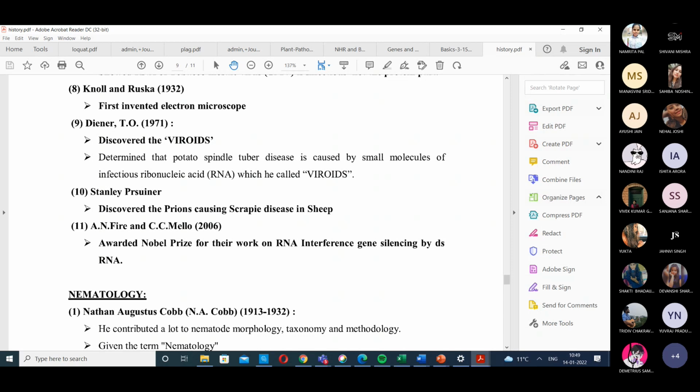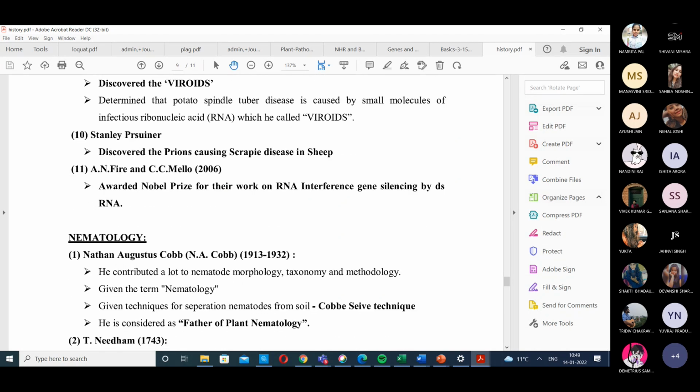Then Stanley Prusiner discovered prions. We have studied prions last time in scrapie disease. He got a Nobel Prize for that. Then Fire and Mello were awarded the Nobel Prize for their work on RNA interference, gene silencing by double-stranded RNA, right?